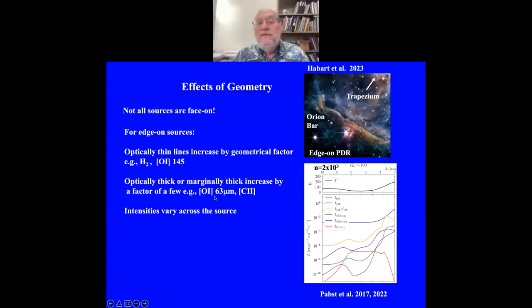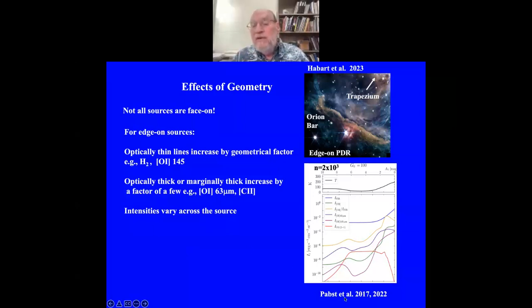Lines that are optically thick or marginally thick increase by a factor of a few. So the 63 micron line is thick, the carbon-2 line is marginally thick. You can only increase these by a factor of a few for edge-on PDRs. And then the intensities vary across the sky. There's not just one line intensity that's emitted directly face-on from the PDR.